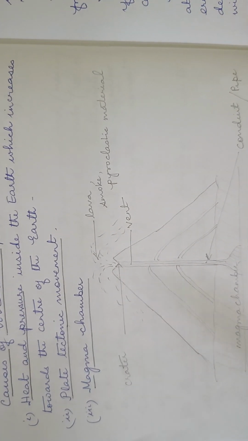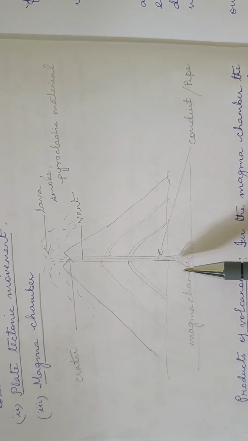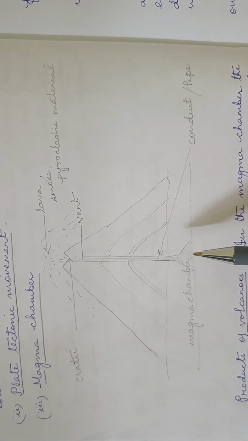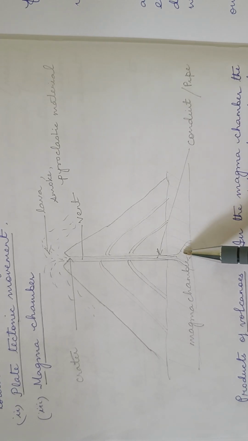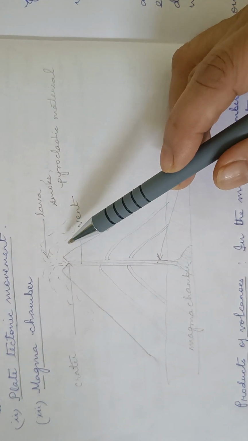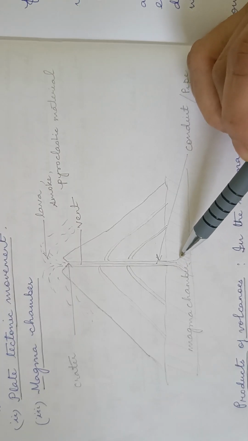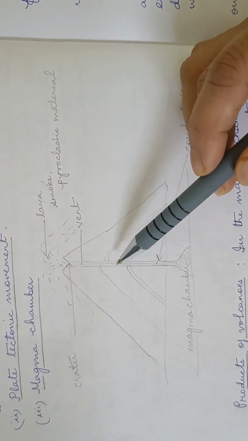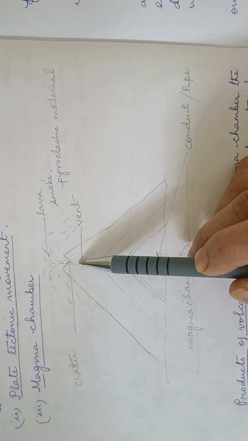Now if we see this figure, you can see this is magma chamber. Magma chamber has lot of molten rock material in it. From this magma chamber, the molten rock material comes on the surface of the earth through this central conduit or a pipe, and they come out through an opening on the earth's surface, and this opening is known as vent.